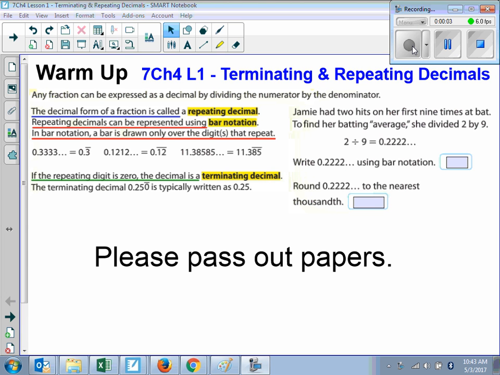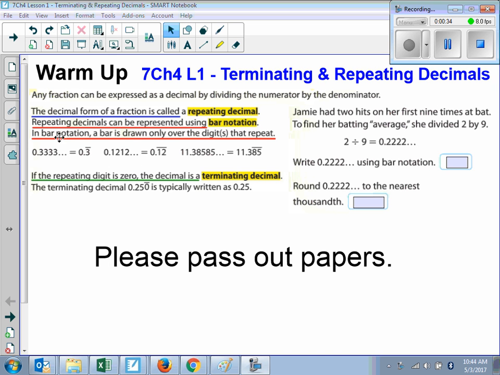So today we're looking at Chapter 4, Lesson 1, and that's Terminating and Repeating Decimals. Now, it says any fraction can be expressed as a decimal by dividing the numerator by the denominator. Okay? A decimal in the form of a fraction is called a repeating decimal. If you get a repeating decimal, it can be represented using bar notation. And these are examples of bar notation down here.